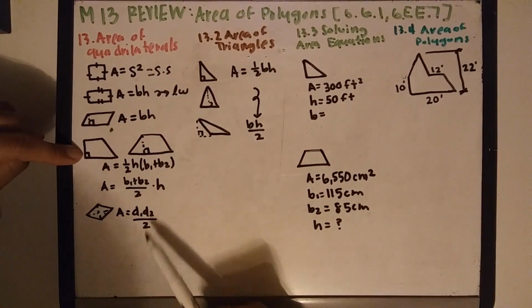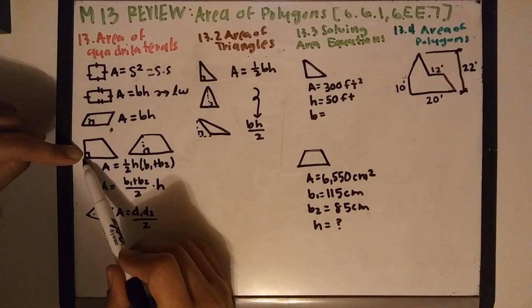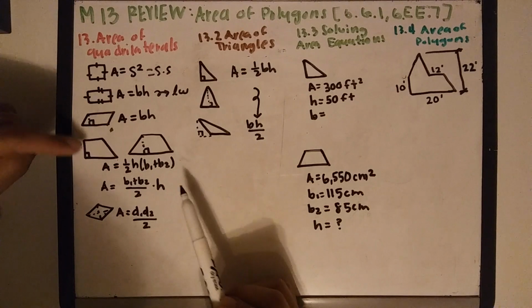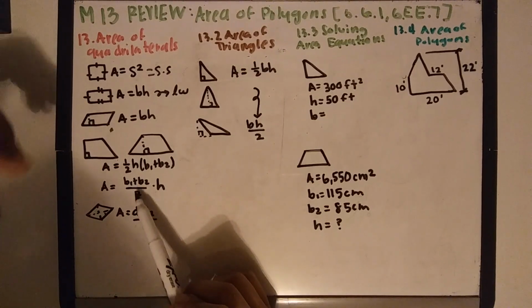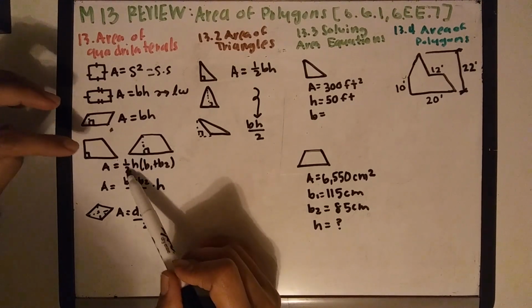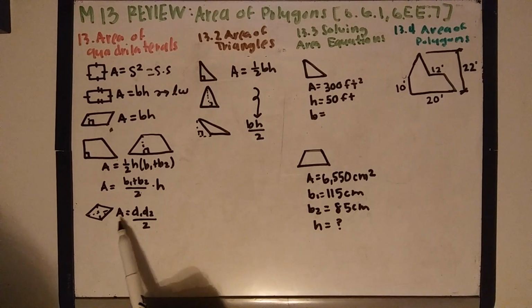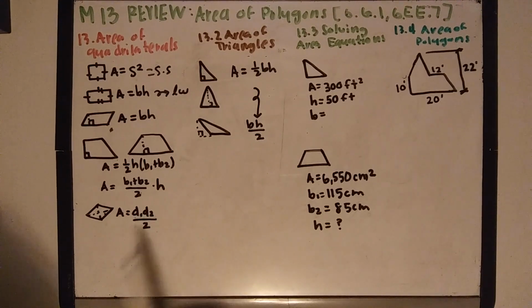And then for a trapezoid, you do half of the height times the sum of base 1 plus base 2. The other way to write it is base 1 plus base 2 divided by 2, times height, because remember, dividing by 2 is basically multiplying by 1/2. And then for the rhombus, it's diameter 1 times diameter 2 divided by 2.